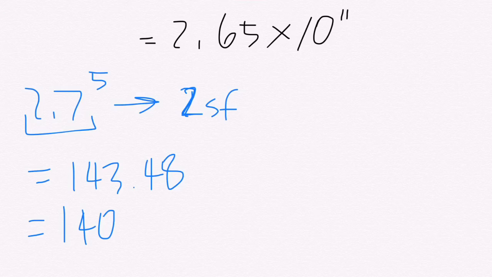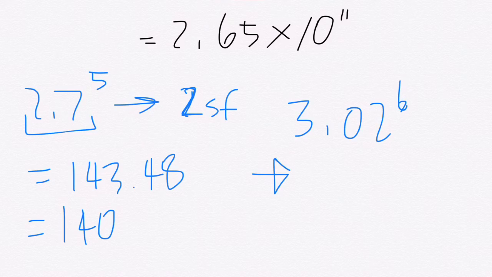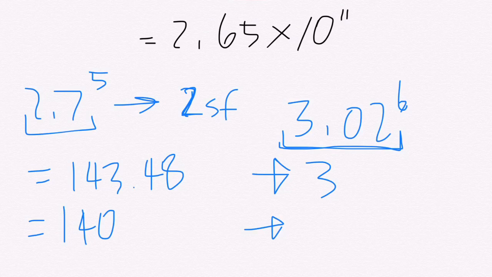Just another example, try doing this on your own. 3.02 to the 6th. How many sig figs should this have? It should have 3, right? The answer should have 3 sig figs because the base has 3. And therefore our answer would be 759. So hopefully that's what you got.